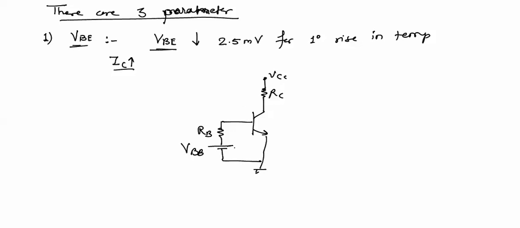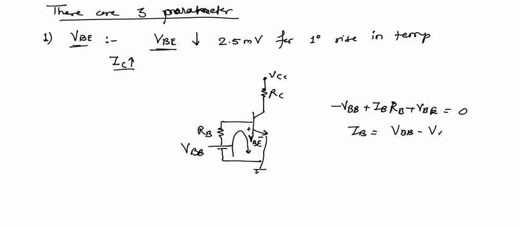Now in this circuit, if we apply KVL in this loop, this is base to emitter voltage VBE. We'll see all these voltages and currents when we start DC analysis of the transistor. Now if we apply KVL in this base emitter loop, we get the equation minus VBB plus IB into RB plus VBE equal to 0. Now IB is equal to VBB minus VBE divided by RB.